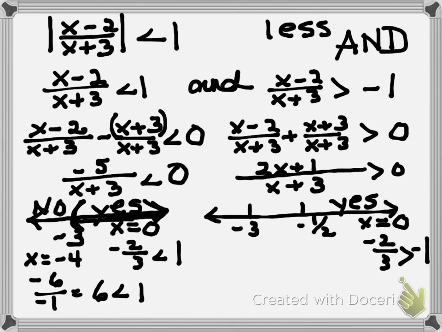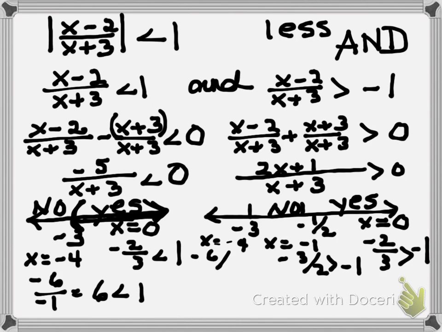Let's try something between negative 3 and negative 1/2. Let's try, for example, negative 1. Negative 1 minus 2 is negative 3. And negative 1 plus 3 is 2. Is negative 3/2 greater than negative 1? No, that doesn't work. And let's try negative 4 in this region. Negative 4 minus 2 is negative 6. And negative 6 over negative 1 is positive 6. Is that greater than negative 1? Yes. So now we have to put these two together.